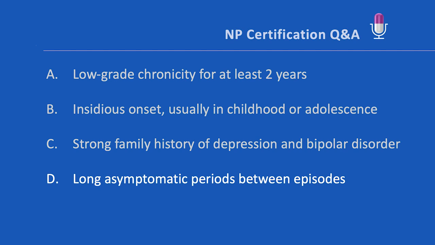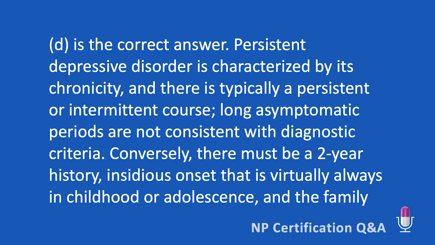D is the exception. Persistent depressive disorder is characterized by its chronicity, and so by definition, there is not any long asymptomatic period between episodes. Now, this is not like a major depressive disorder, where in major depressive disorder, there are distinctly periods of normal mood between the major depressive episodes. So it's a key feature, it's a key difference between the two. Persistent depressive disorder is not characterized by long asymptomatic periods between episodes. And this is one of the key features of diagnosis.